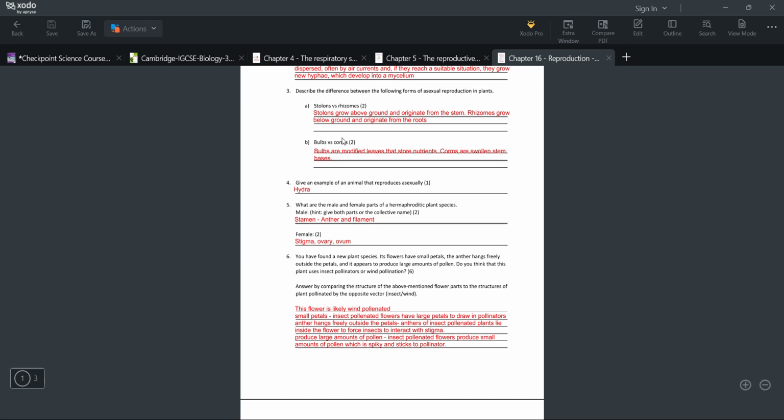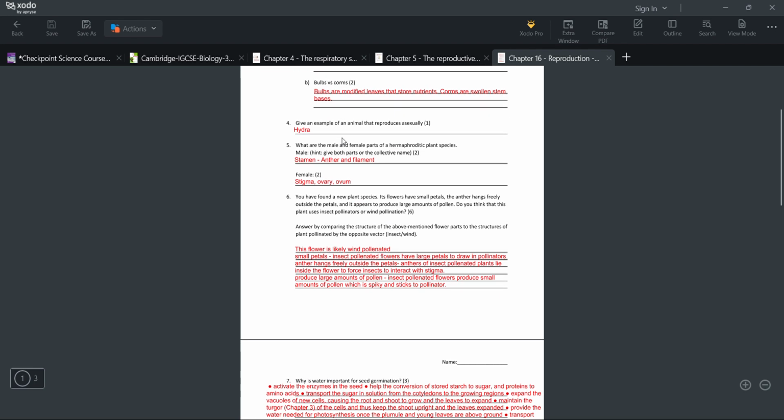Okay. Here is also another popular one where they give you a description of a type of flower, and they ask you to describe why you think it is insect pollinated or wind pollinated. And here you're given a plant that is most likely wind pollinated because it has small petals, and insect pollinated flowers generally have those big petals that attract pollinators to come and pollinate the flower.